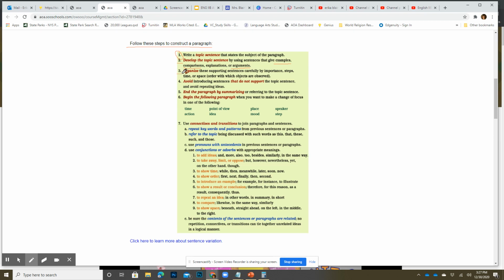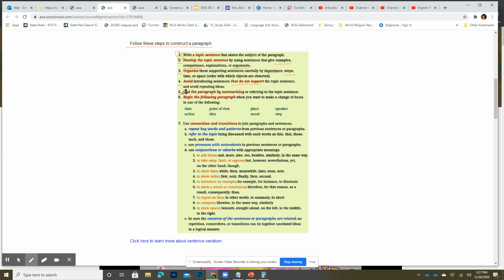Then you're going to organize those sentences in a way that makes sense. You can organize them by importance, or maybe if you're describing steps to take, you would put them in the right order, things like that. You'll want to double check, make sure that you're not including sentences that don't clearly and directly support the topic sentence. Stay focused. Don't ramble in your paragraphs.